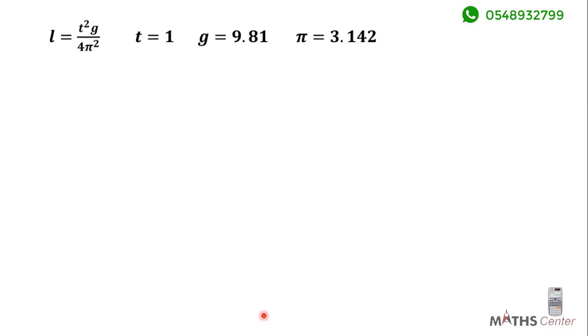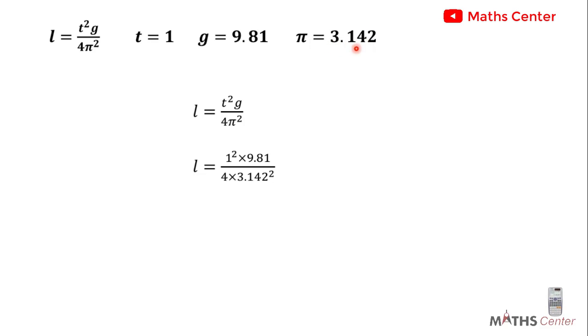The second one said that we should find L when T is equal to 1, G is equal to 9.81, and pi is equal to 3.14. So what do we do? We substitute these new values into the equation. So wherever we see T, we will write 1. Where we see G, we will replace it with 9.81, and we will replace pi with 3.142. So that's exactly what you're going to do. You have 1 squared times 9.81 divided by 4 times 3.142 squared. Now you punch this on your calculator.